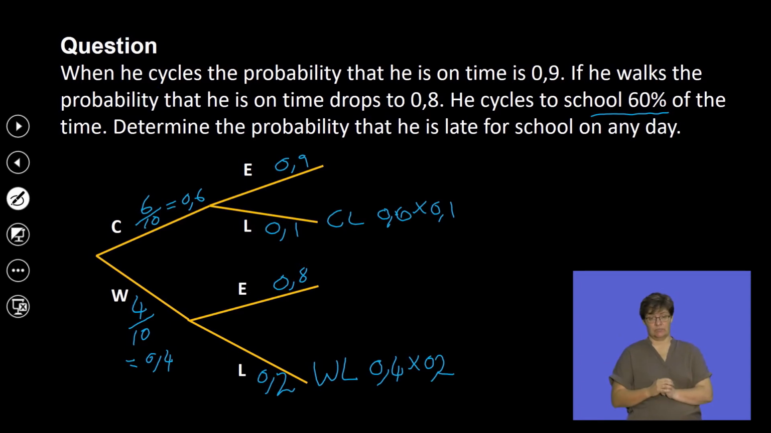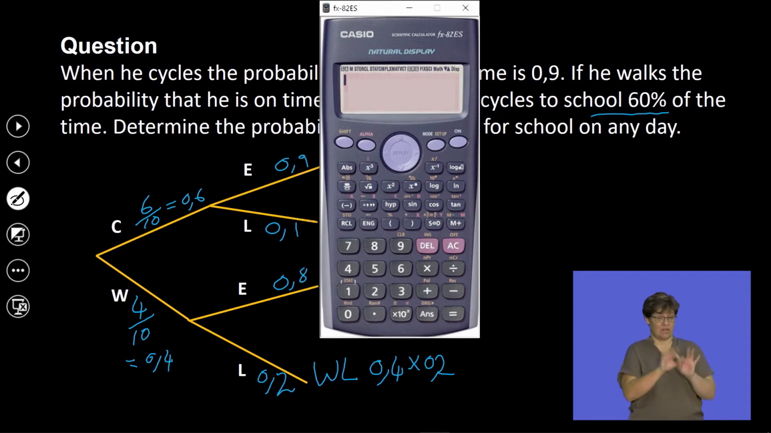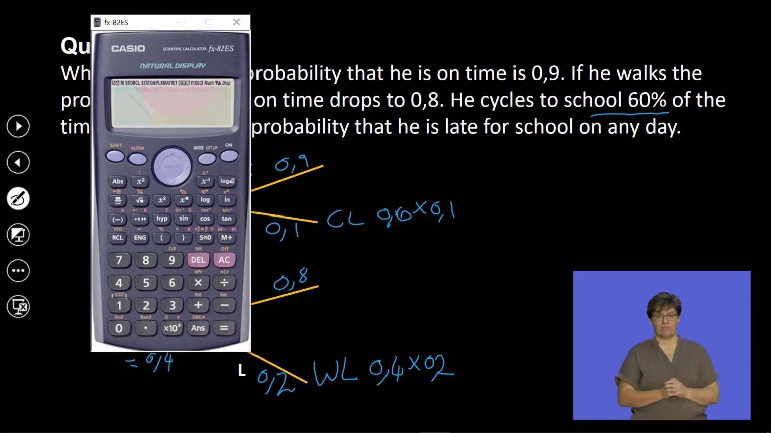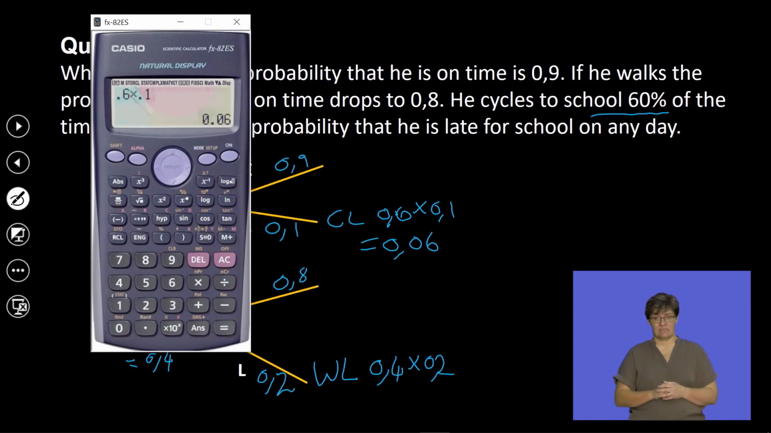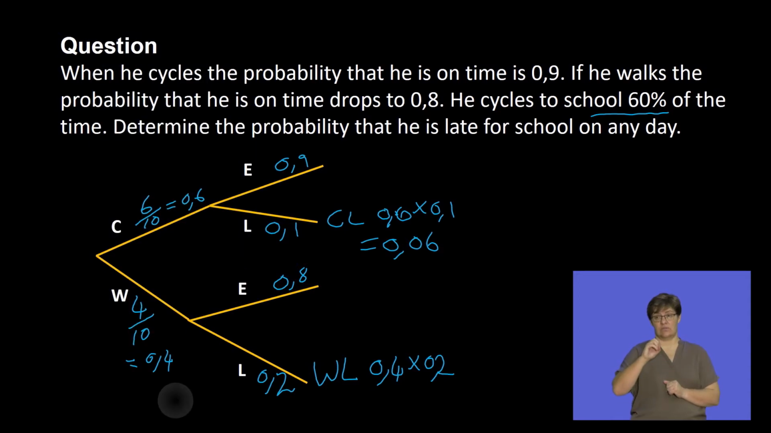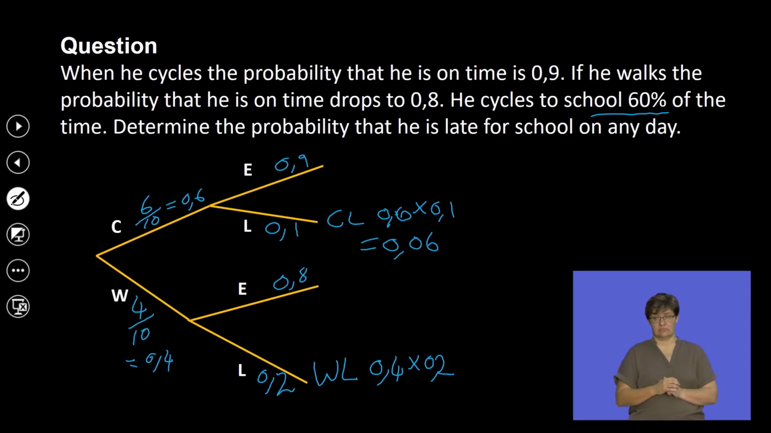Now, let's use the calculator just to make sure that we've got those values correct. The first one is not too difficult. We can get that without doing the calculator, but I'll do it in any case. 0.6 multiplied by 0.1 is going to be 0.06. So the probability here is 0.06. Let's do the other one, pick up the calculator again and clear that. We're going to say 0.4 multiplied by 0.2, and we get an answer in decimal of 0.08.